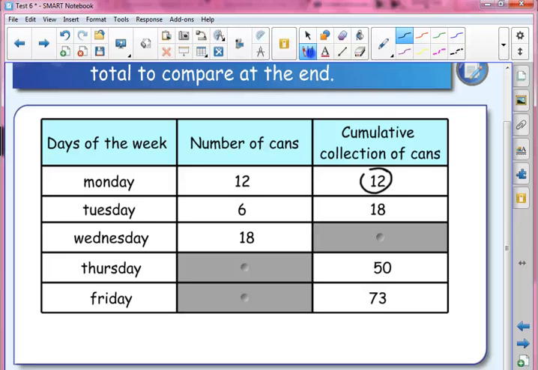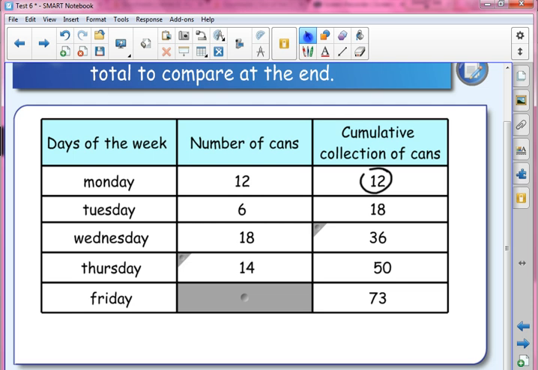On Wednesday I collect 18 cans. So then my cumulative total, 18 plus 18 is 36. Okay, well now it says my cumulative total is 50, so how many cans must I have collected on Thursday? 14, because 36 plus 14 is 50. The right column is your cumulative total, which means the total. On Friday, my total amount is 73, and on Thursday my total amount was 50, which means I must have collected 23 cans on Friday.